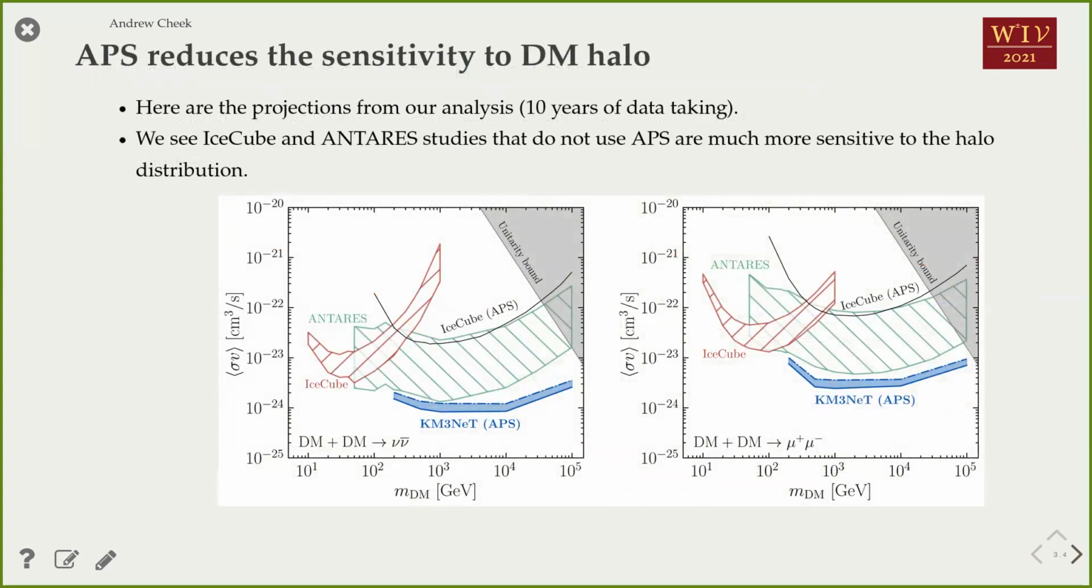And indeed, when we perform our projections assuming 10 years of data taking, we see that this method is quite robust to the changes of dark matter distribution. We see here the blue solid line is our NFW profile, and our dash-dotted line is the Burkert profile. We show these big regions here, which is basically the Antares and IceCube limits using the standard method, where you have a higher degree of difference depending on the halo profile that you pick. And then we compare also to the other APS study that was performed by IceCube, and we obviously see that we predict that KM3NeT will be able to get a sensitivity over an order of magnitude stronger.